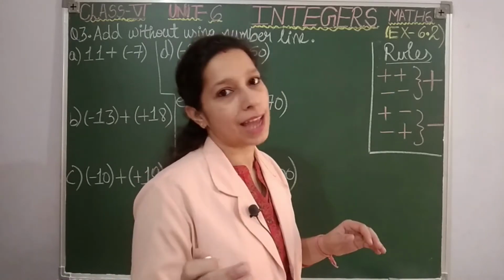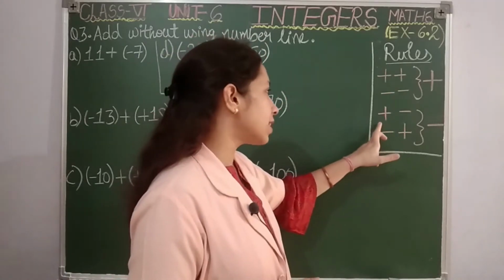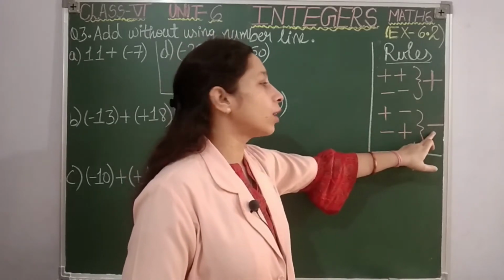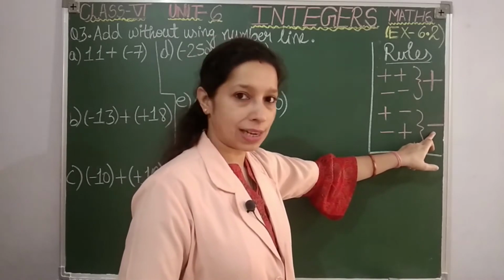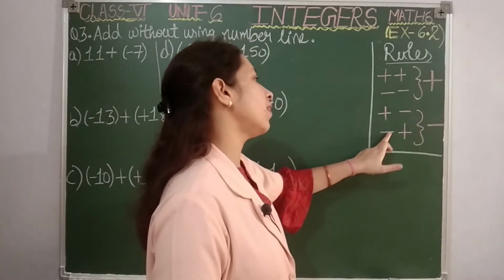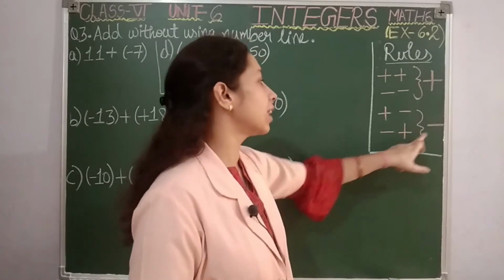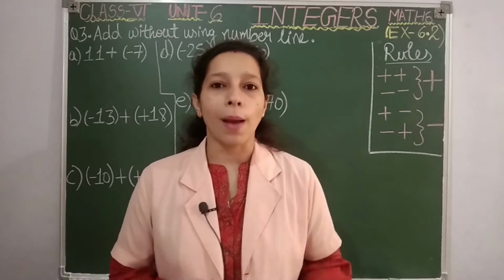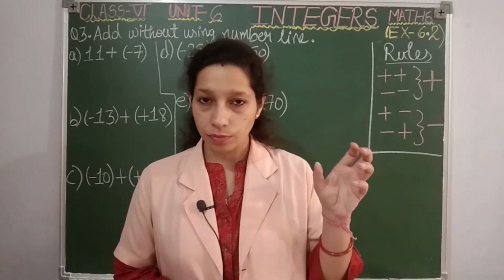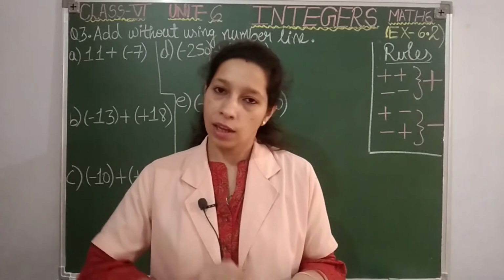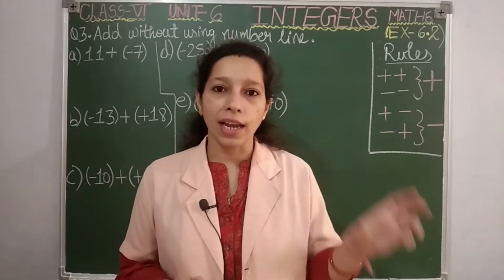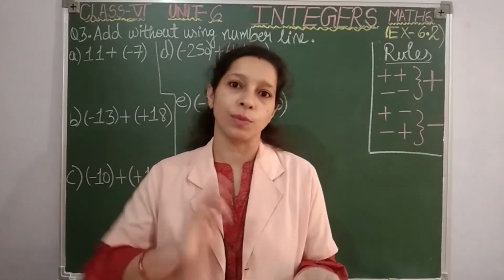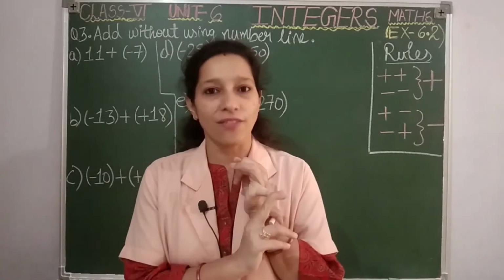But if opposite signs are there, meaning the first integer is positive and the second integer is negative, then you are going to subtract those 2 integers. Or if the first one is a negative integer and the second one is a positive integer, then also you are going to subtract those 2 integers. So the trick to remember these rules is, when you have the same signs, you add. When you have integers with opposite signs, one plus and one minus, or one minus and the other plus, then you subtract. So this is the first thing.